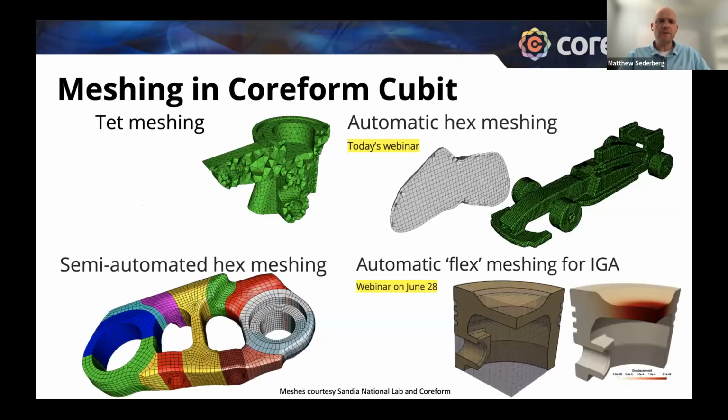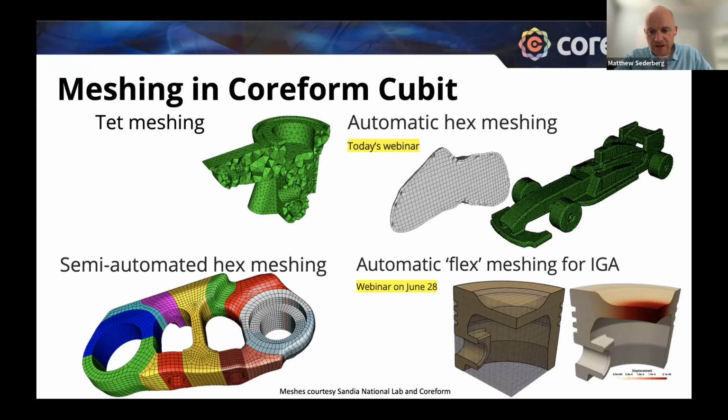And just as a review of some of the meshing technologies available in Coreform Cubit, of course, we have tet meshing. We have semi-automated hex meshing, which is what Cubit is often used for to get very high quality meshes on objects, but requires some manual featuring and decomposition of the meshes of CAD objects to mesh them. Today, what we focused on is an automatic hex meshing capability that's available in Coreform Cubit. And Greg will go into the details as far as the suitability of this mesh for various applications or applications where it may not be best suited.